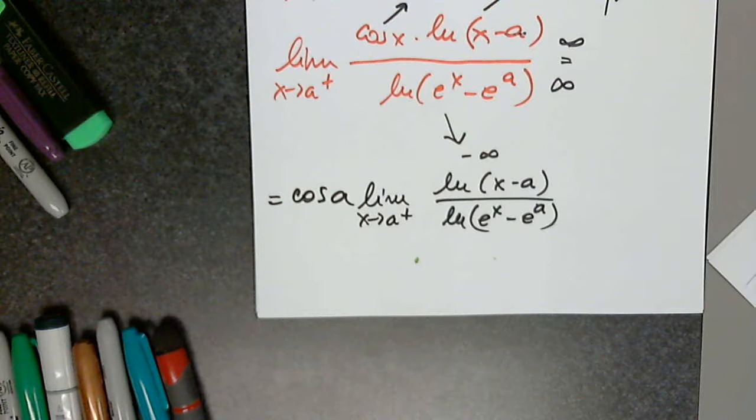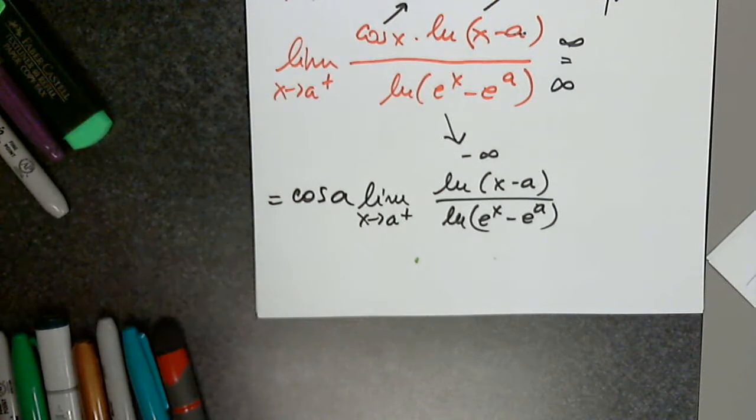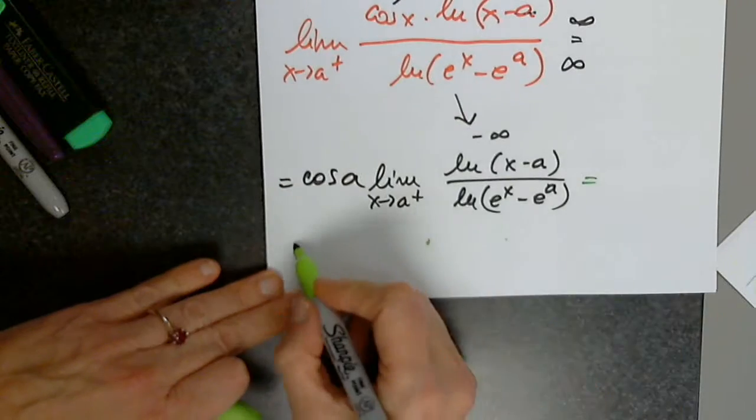So L'Hopital's rule is applicable in both 0 over 0 or infinity over infinity or negative infinity. It doesn't matter. The sign is not important as long as it's infinity over infinity. So what do I have to write next?